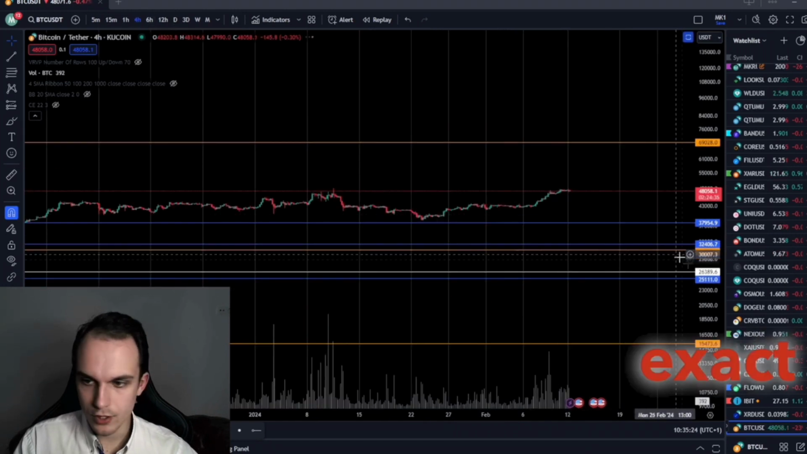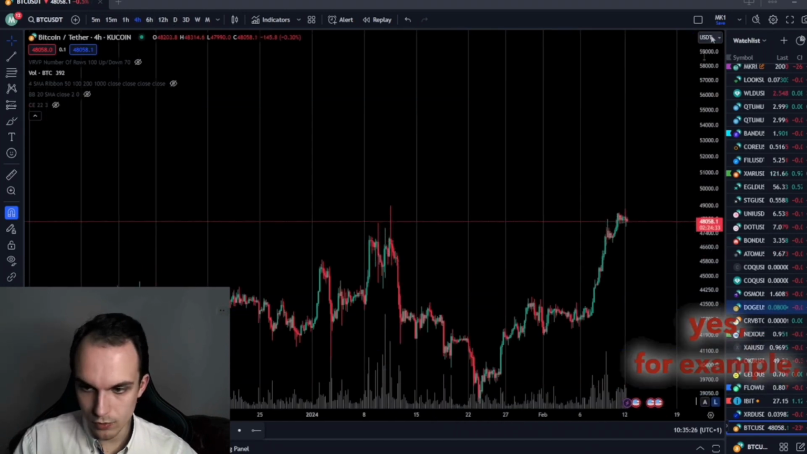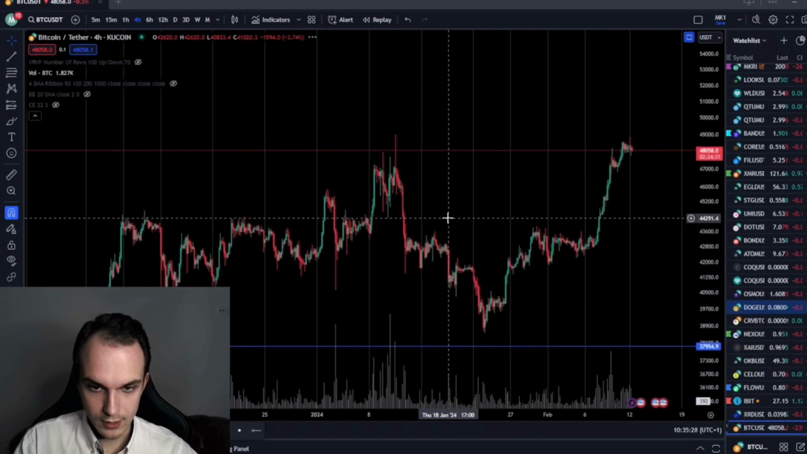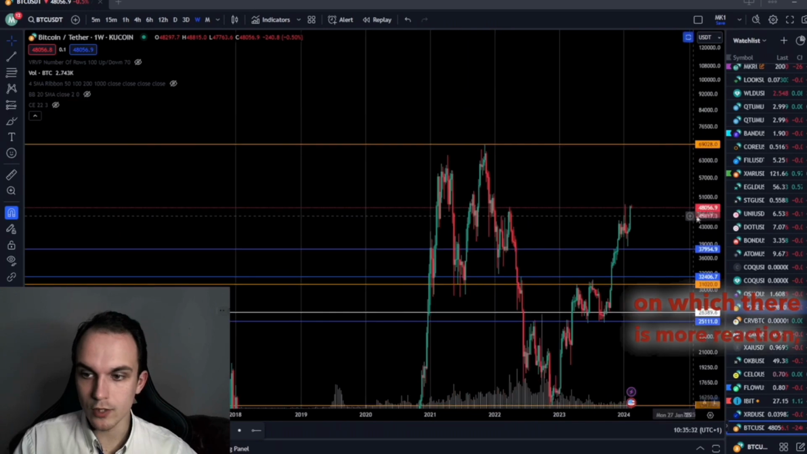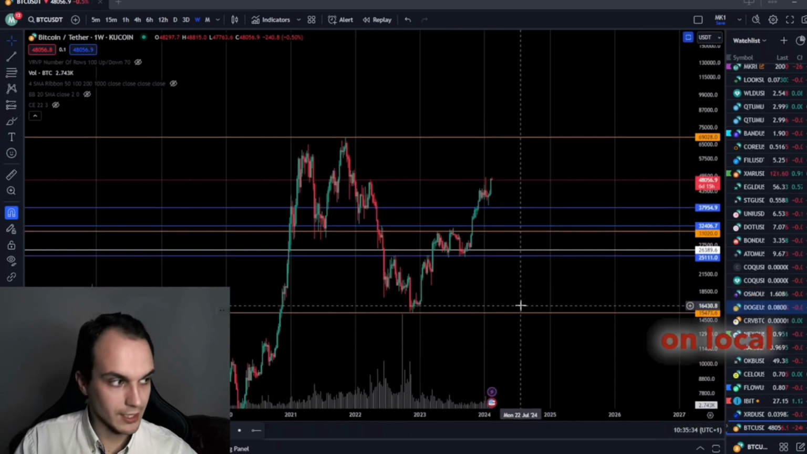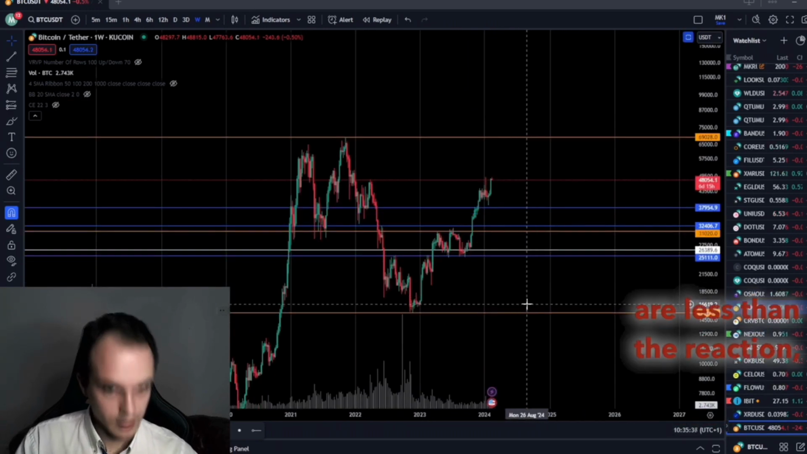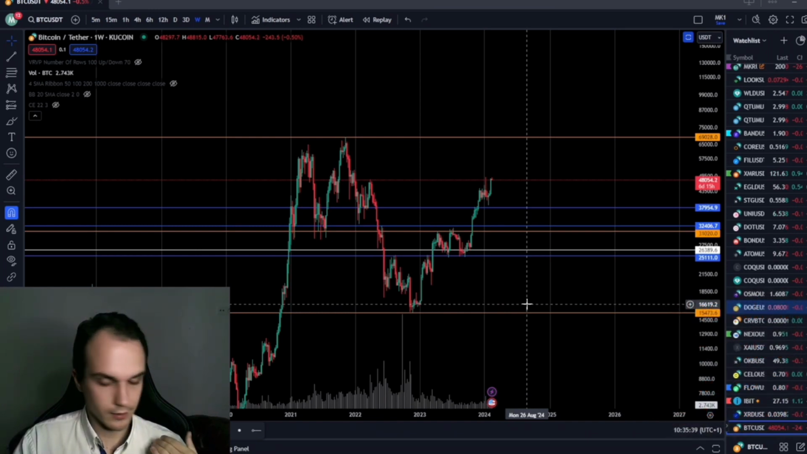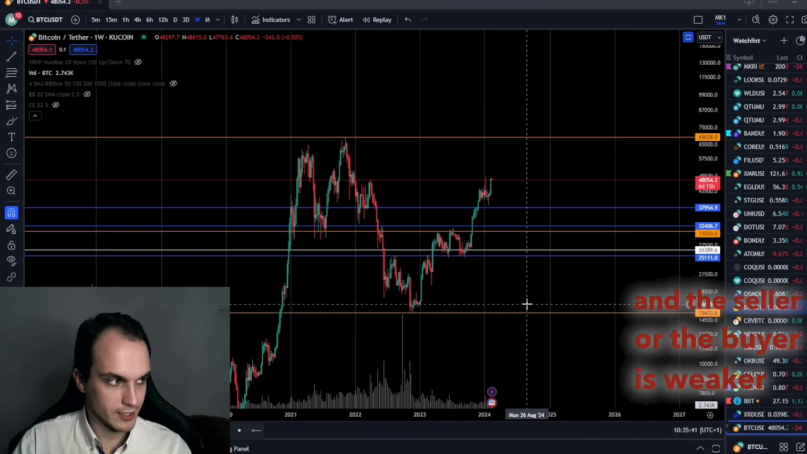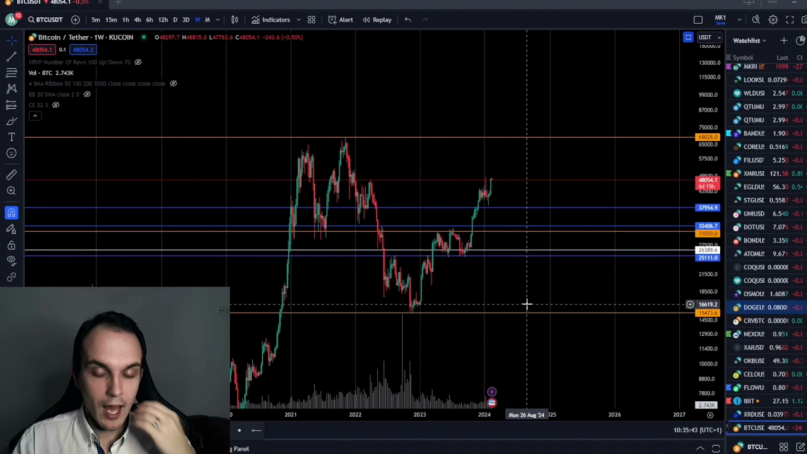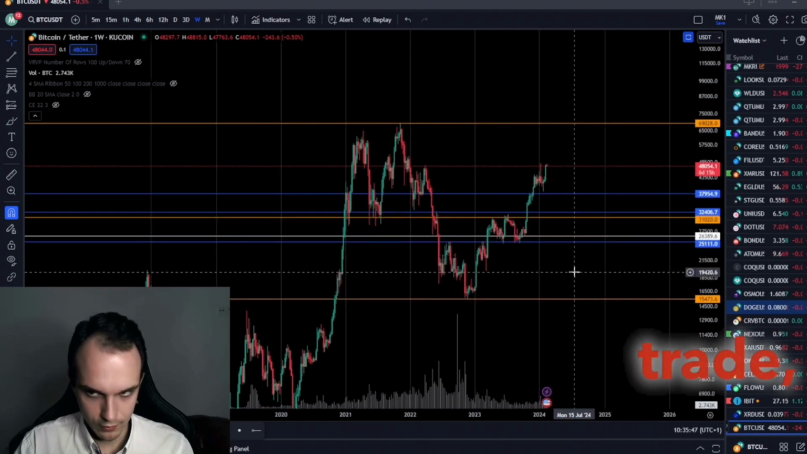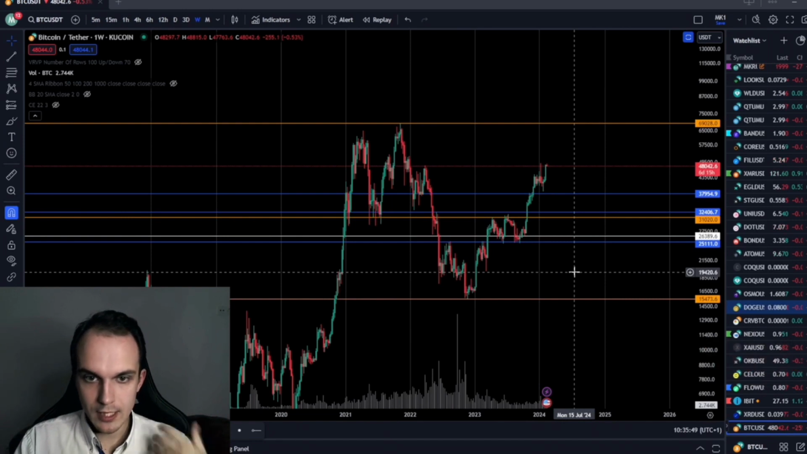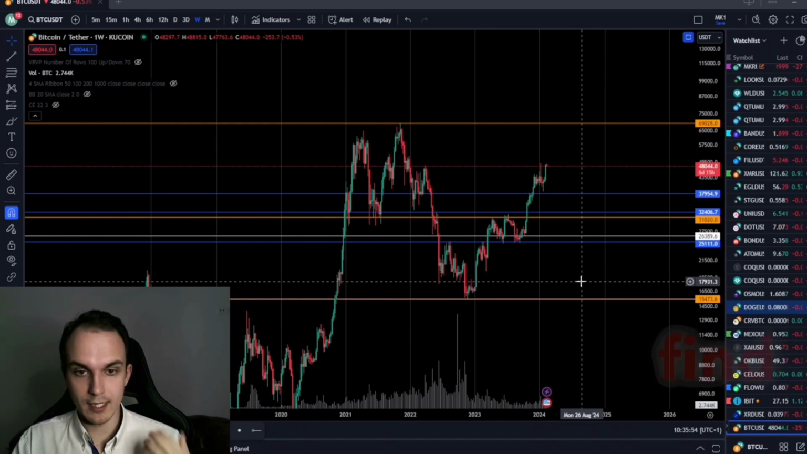And there are also exact levels on the 4-hour chart, for example, this particular level. It is visible, or global and large, on which there is more reaction. On local levels the reaction is less. They are easier to break through, and the seller or the buyer is weaker at the moment. During the approach to a global level, there are more reactions and more volume of sales or purchases is needed for their breakout.